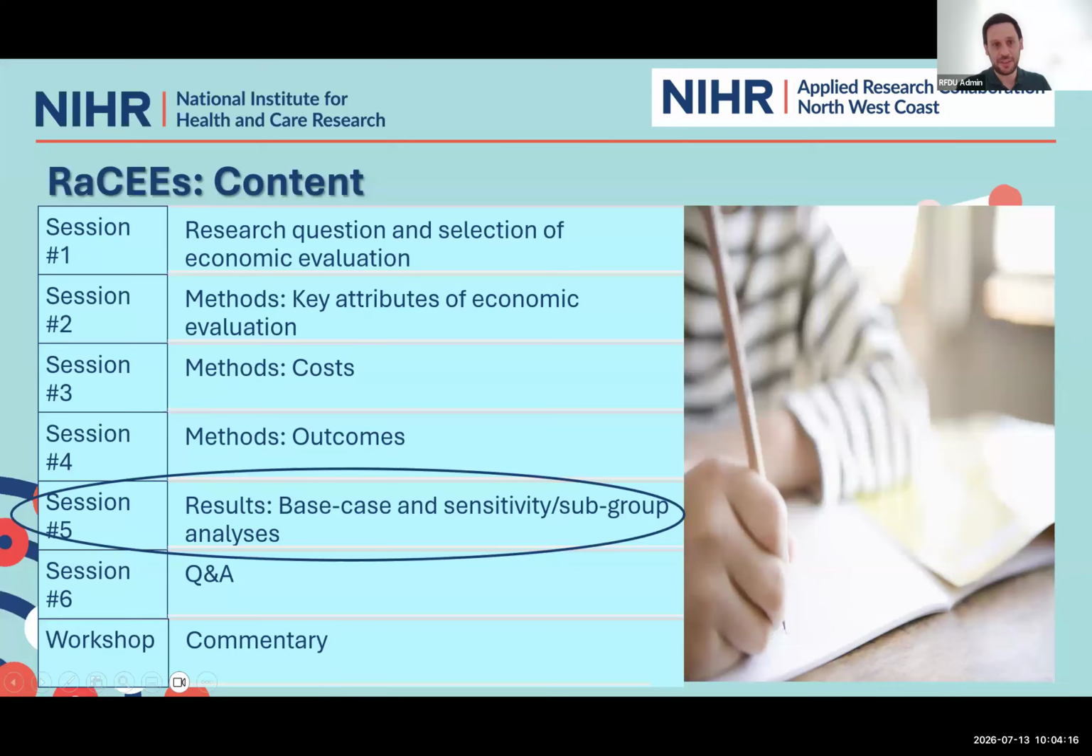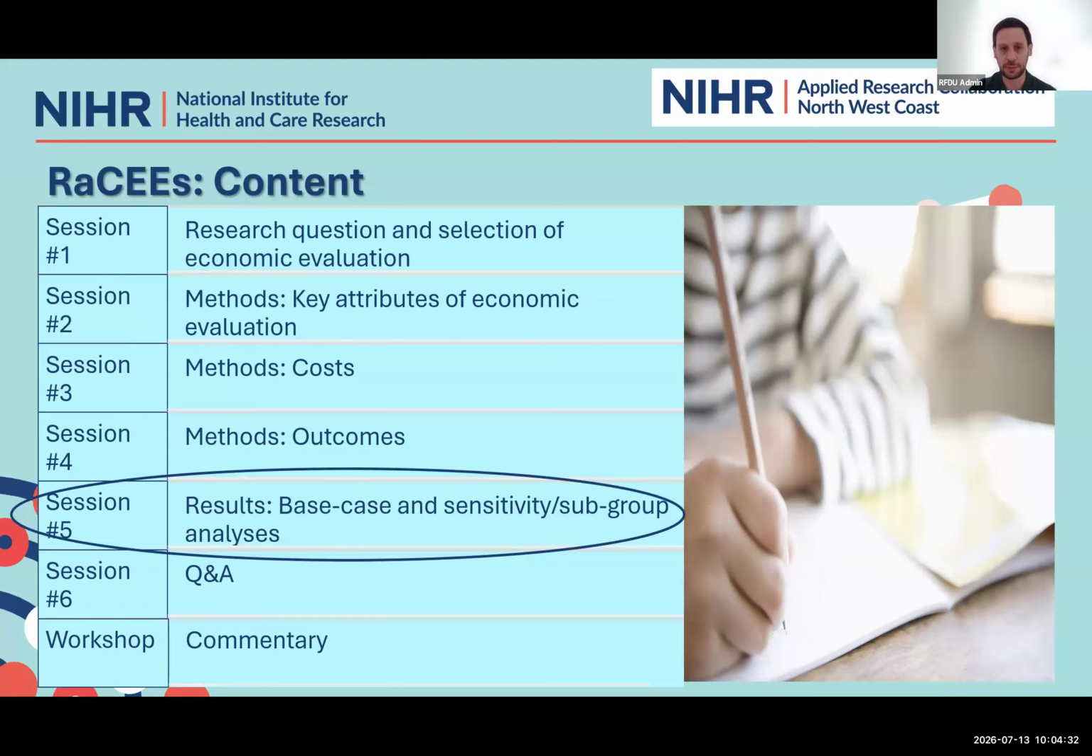So we are really coming towards the end of our RaCEEs course. This is the penultimate session. We'll have another session in a couple of weeks' time. And today we are going to focus on the results side of things.